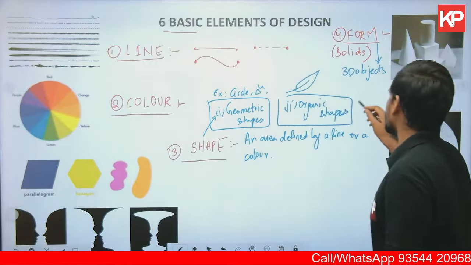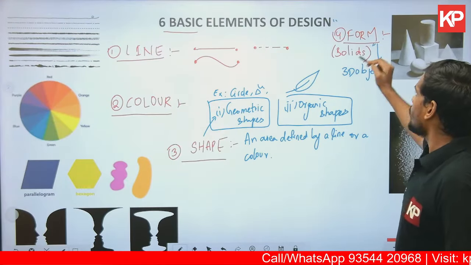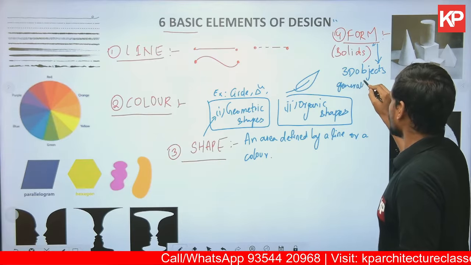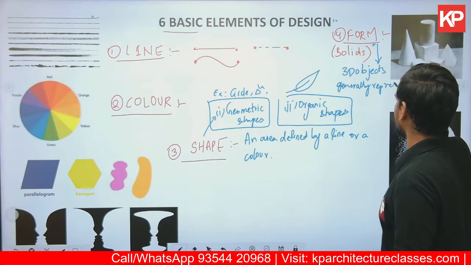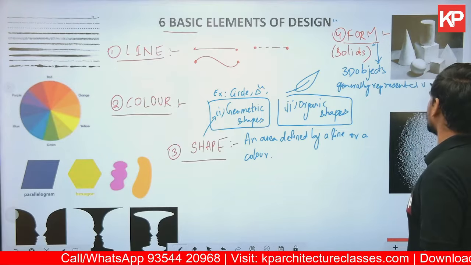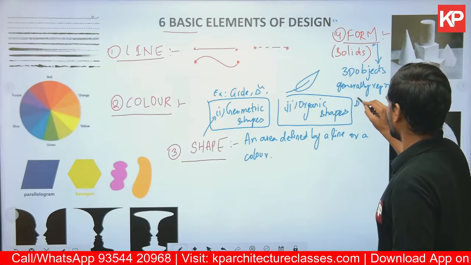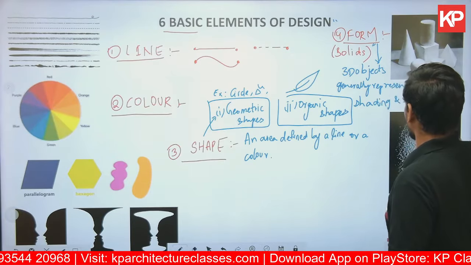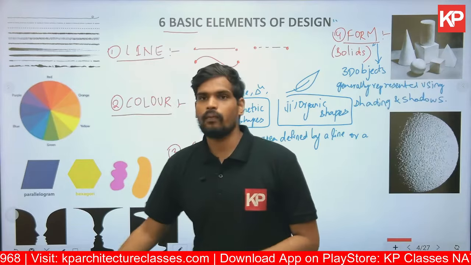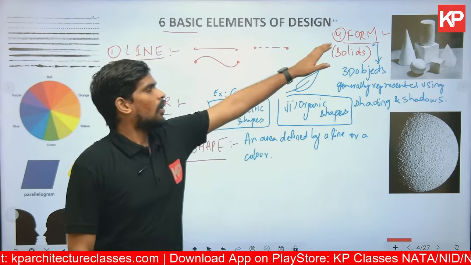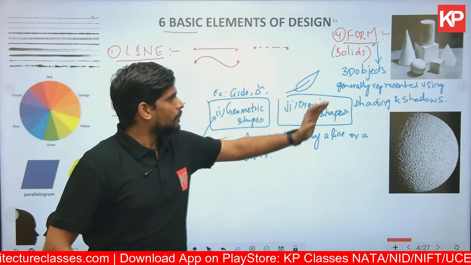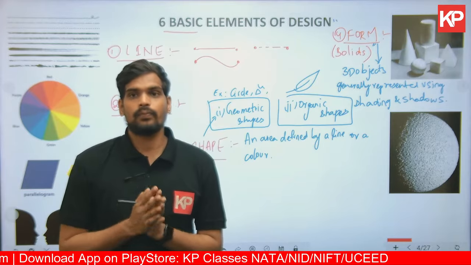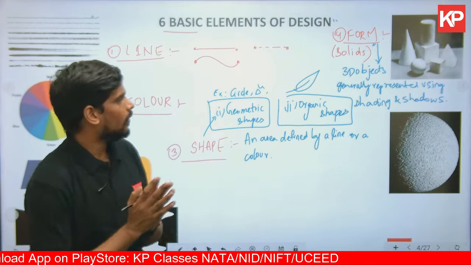So 3D objects are generally created in design. Form or solids are basically 3D objects generally represented using shading and shadows. That's the definition for form or solids. Form or solids are basically 3D objects which are generally represented using shading and shadow techniques. So that is the fourth element of design, solid or form.